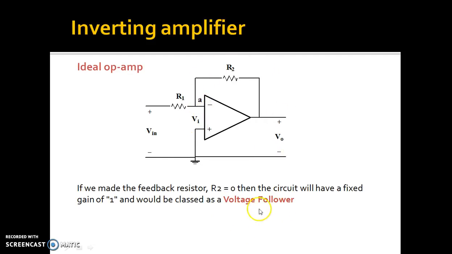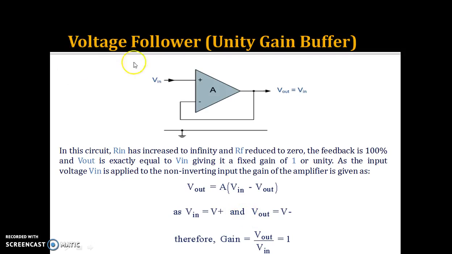From here we can make a circuit which could act like a voltage follower. This is the circuit of voltage follower. As you can see, the input resistance has been increased to infinity and the feedback resistance has been reduced to 0. The feedback here is 100% and Vout is exactly equal to Vin, giving it a fixed gain of unity. As the input voltage has been applied to the non-inverting terminal, this is a non-inverting type of voltage follower, that means the output is in phase with the input voltage.